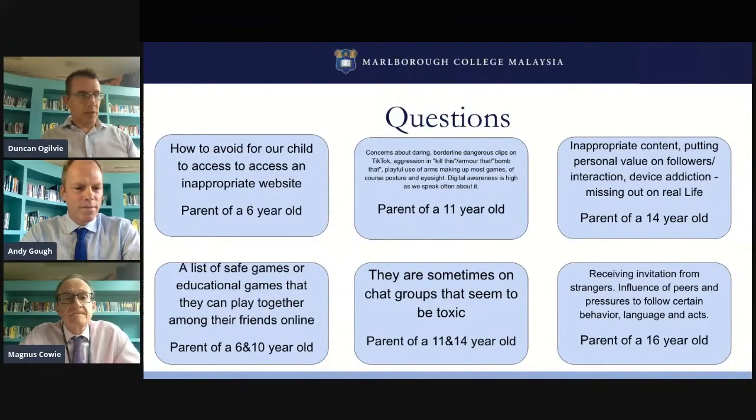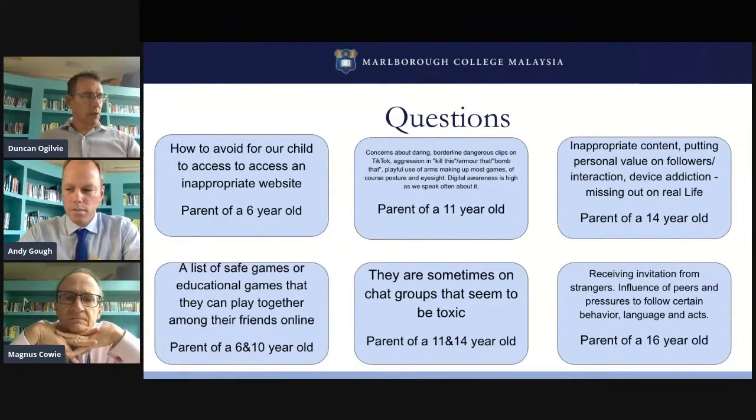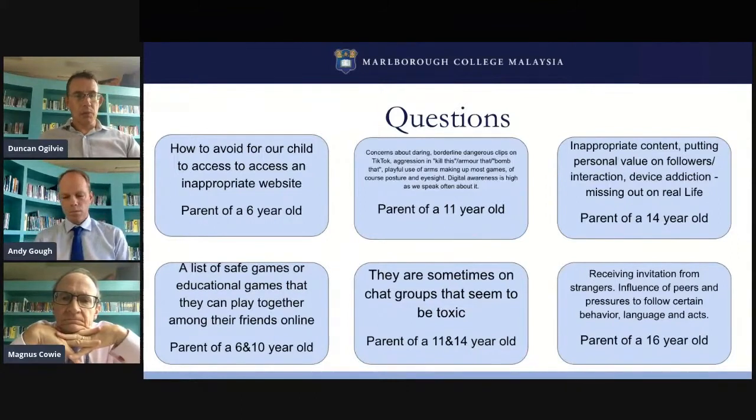Thanks, Mr. Cowie. That's excellent. I'm going to head back to Mr. Gough now for the next question. We're slightly moving up the age groups now, and this is for the parent of an 11 and a 14-year-old. This comes back to the risk from that age group, that sometimes they are on chat groups that seem to be very toxic, with people being unkind. What would your suggestion be in terms of dealing with that, and where would you go?